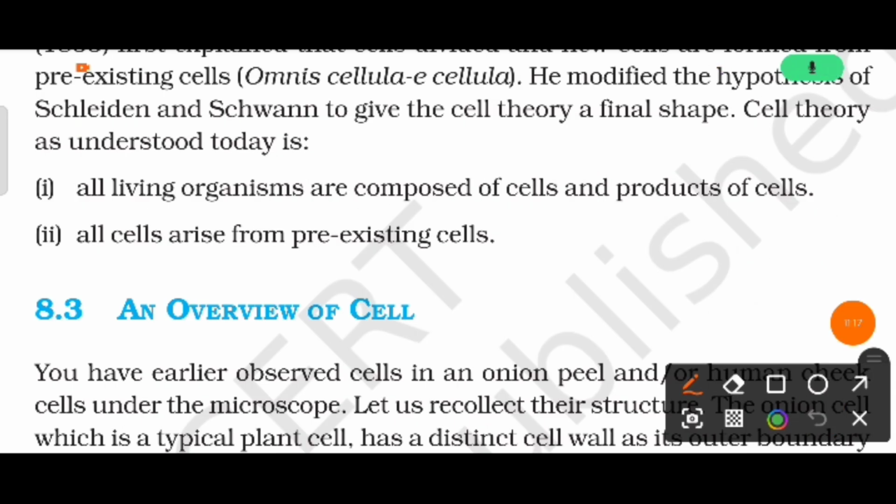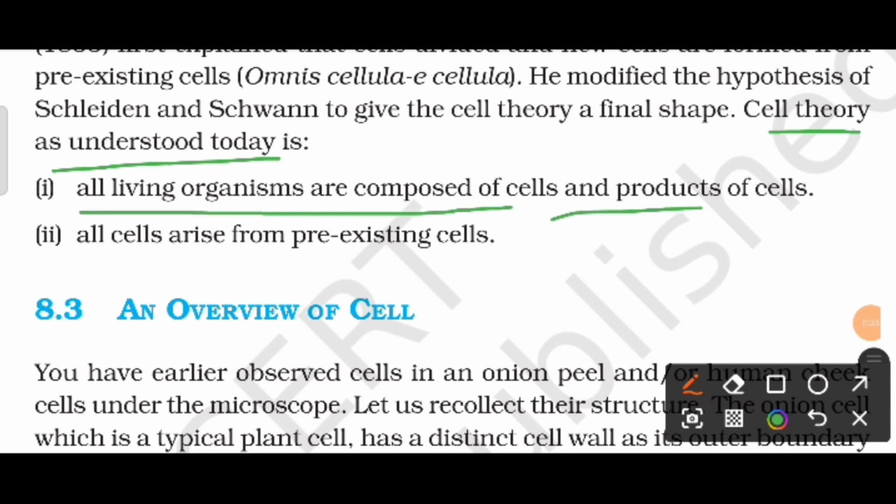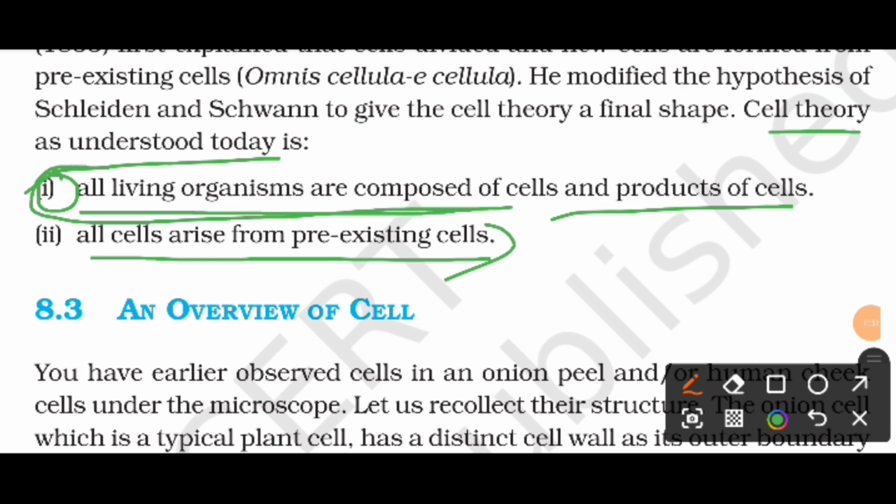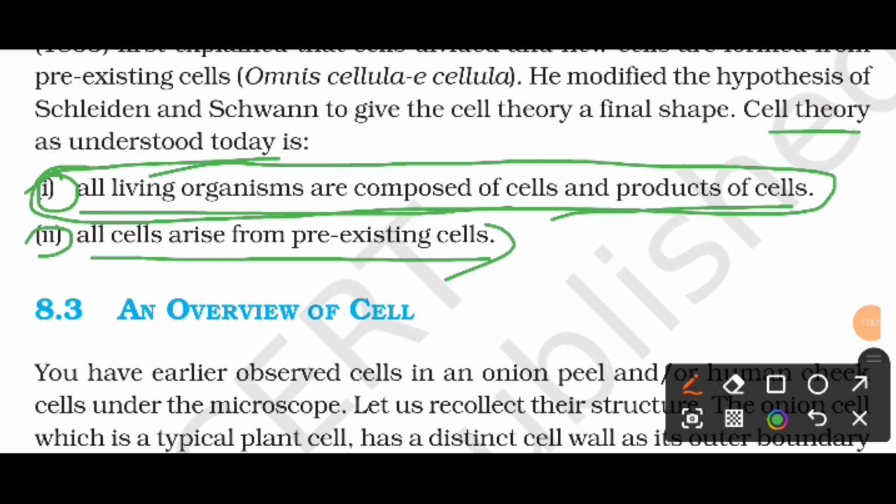So today, cell theory is understood as: all living organisms are composed of cells and products of cells. All cells arise from pre-existing cells only. The first point was first hypothesized by Schwann, and later proved by Schwann and Schleiden together, whereas the second point was added to the cell theory, modifying it and giving it its final shape, by Virchow. So these are the points which people should remember and study.